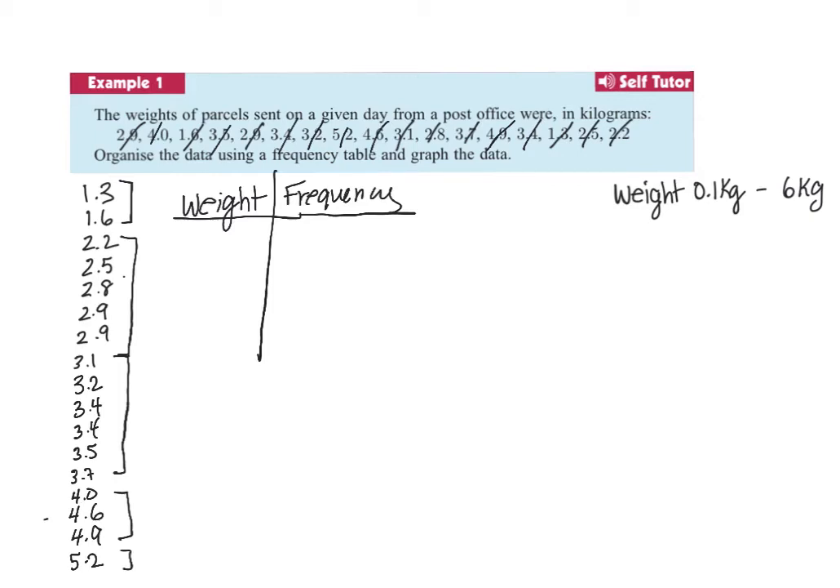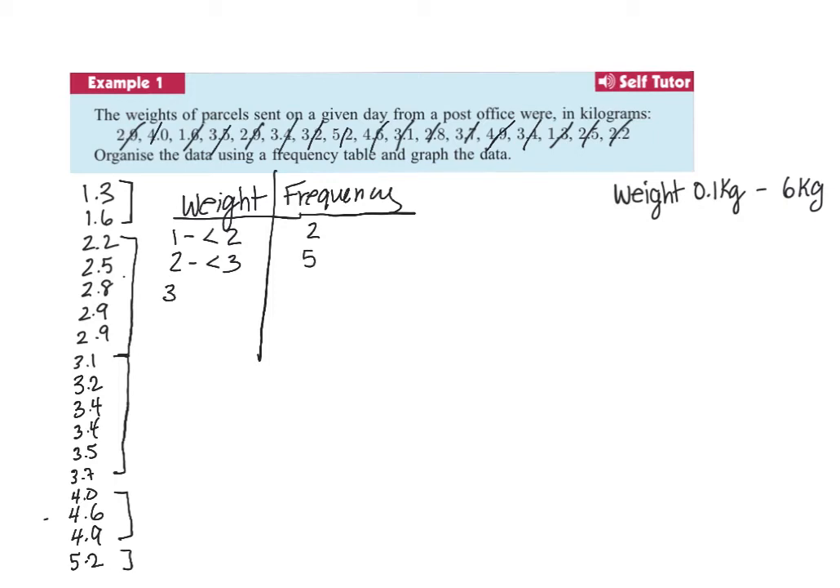So our first one would be between 1 and, we'll say, less than 2, because we are dealing with decimals here rather than exact whole numbers. So we need to clarify. So 1 to less than 2, and there are 2 of those. And then we will do 2 to less than 3, and there are 1, 2, 3, 4, sorry, 5 of those.